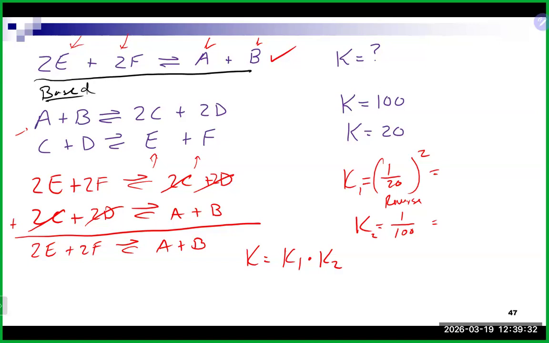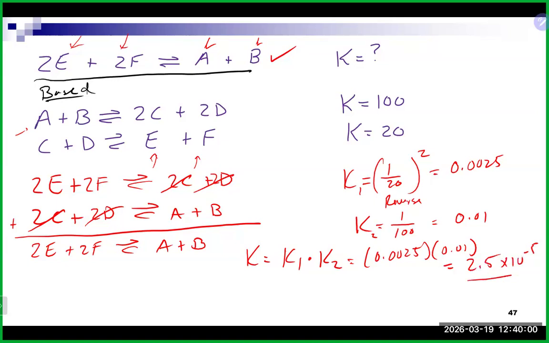That's going to give me something like 0.0025 for that one. And then 1 divided by 100.01. So we're basically going to take 0.0025 and times it by 0.01. And that will yield us our K value for our combined one. Feels like a lot of zeros to count. I'm just going to go scientific notation here. 2.5 times 10 to the minus 5, I think, in this case.